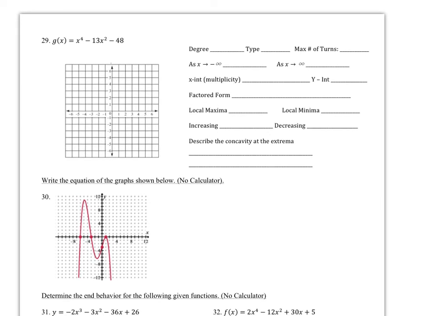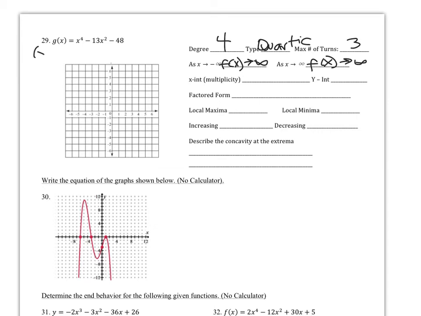So if I go ahead and do this next one, it has a degree of 4, it's quartic. Max number of terms is 3. As x goes to negative infinity, f of x is going to infinity. And as x is going to infinity, f of x is going to infinity.